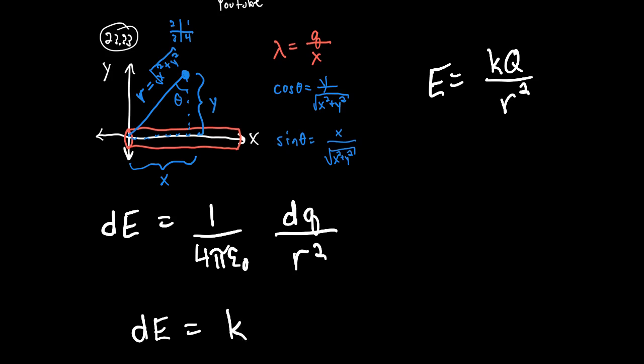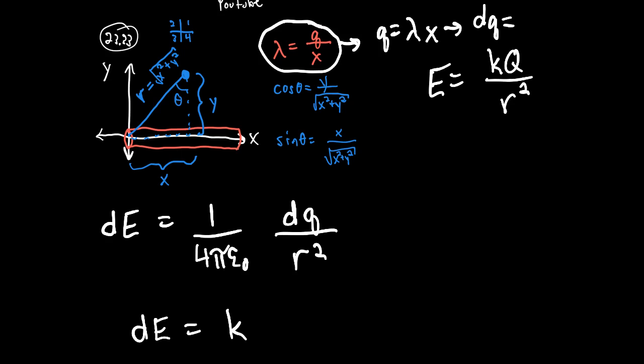dq. I wasn't given a Q. What was I given to tell me about the charge? I was given lambda. So I need to mess with this to get dq out of it. I need to figure out what dq is in terms of variables that I was given. So how do I find q from that? Multiply x to the other side. So this gives me q is equal to lambda times x. How do I get dq now? Take the derivative. So if I want dq, that's the first variable, lambda, times the derivative of the second, which is dx.